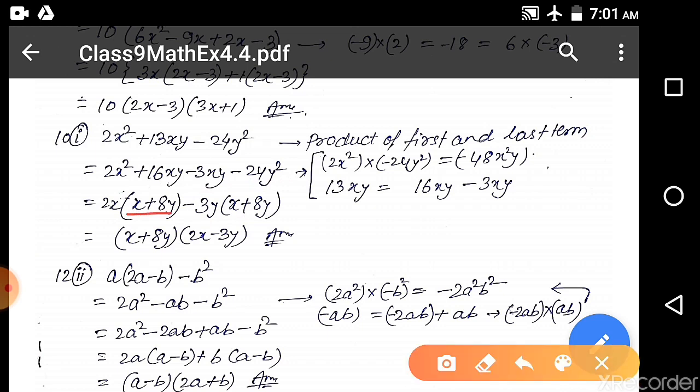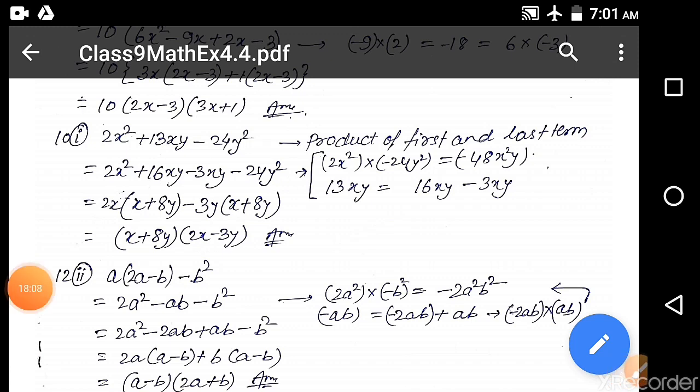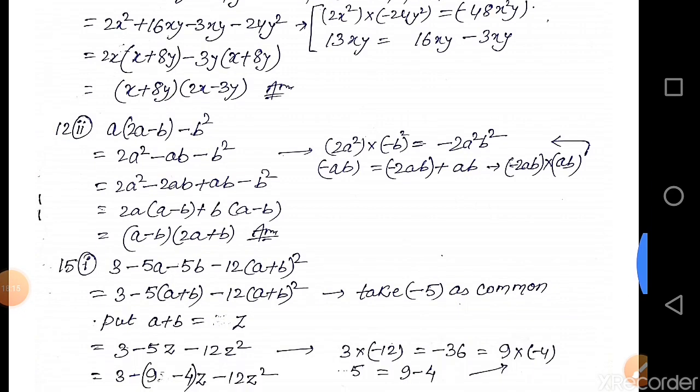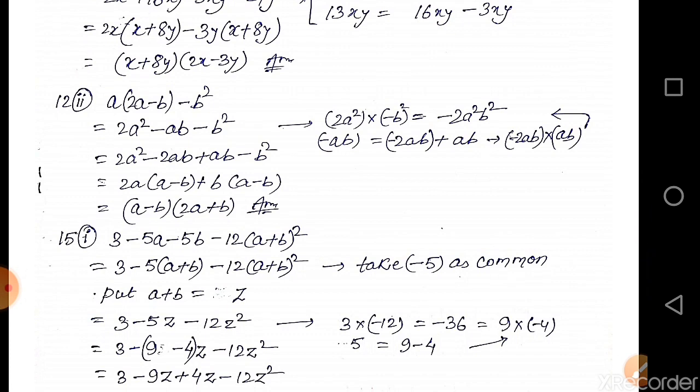x plus 8y is taken common, and here we will get 2x minus 3y. So this is the factorization of this question. Now you should try question number 10 bit 2 and 11 number also. See, here we have the solution of question number 12 bit 2. You can solve 12 bit 1 by seeing this.